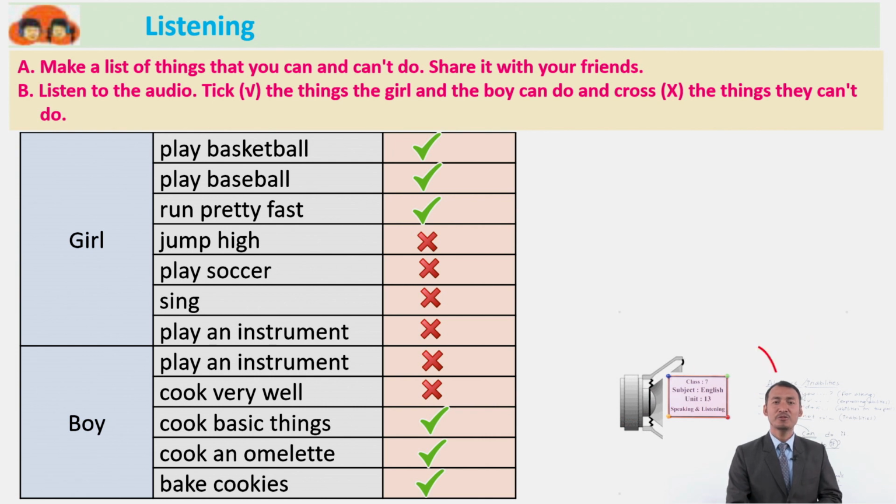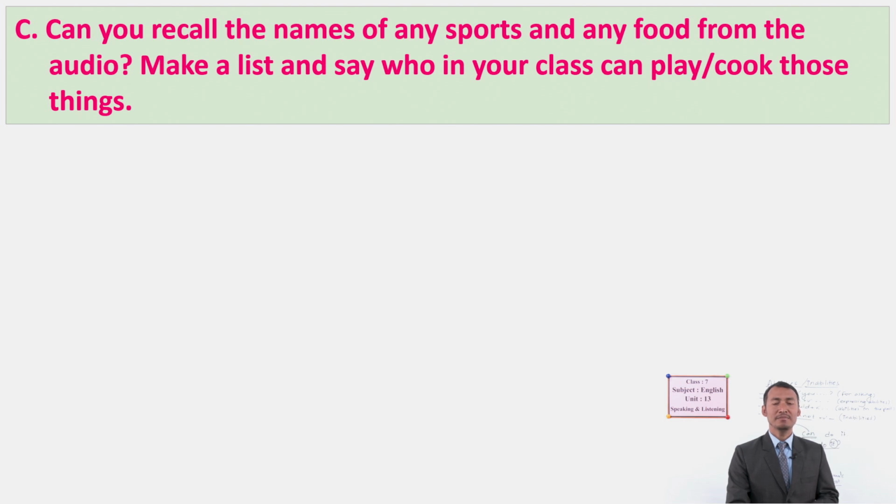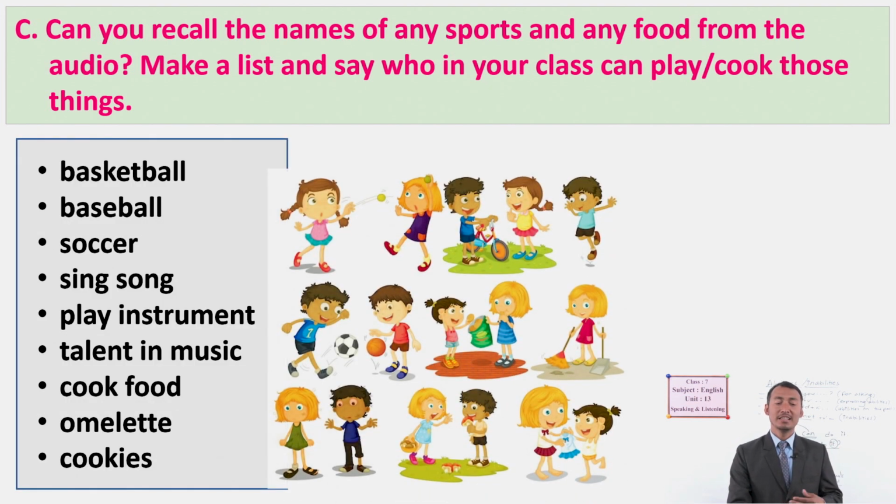Okay, students, so we have come to the end of our today's lesson. We have now the last activity from the listening exercise, so that you can recall all the sports and food items that we heard in the audio. Okay, can you remember those things? Yes, these are the things that we heard in the audio: baseball, basketball, soccer, singing, play instrument, talent in music, cook food, omelette, cookies. These are the activities and food that we heard in the listening audio file.